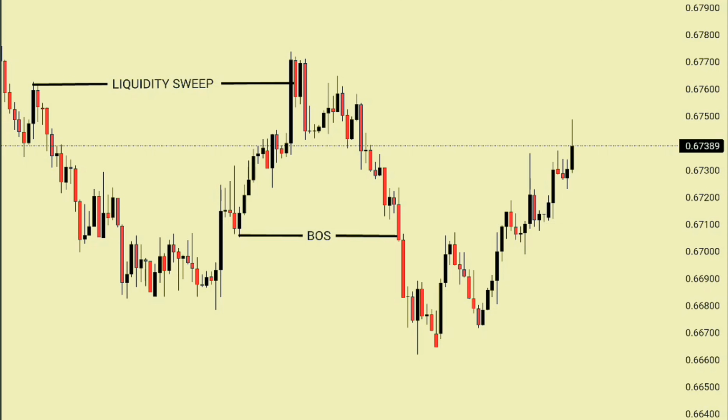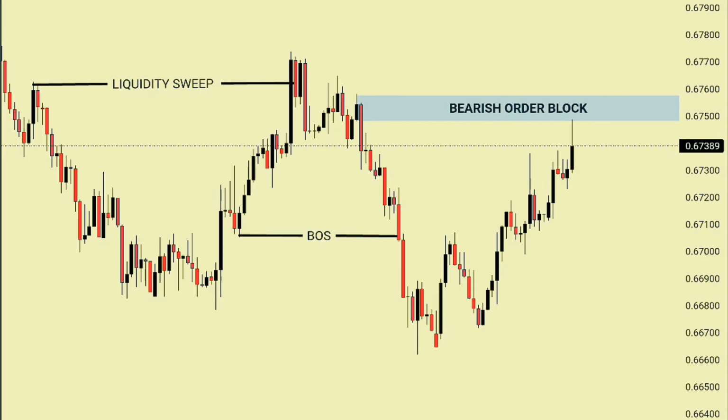Once the liquidity has been swept, we see the formation of a bearish order block. The bearish order block represents the last bullish candle before the strong bearish move begins. This candle shows where institutional traders placed their final buy orders before shifting to heavy selling. This zone becomes our premium area of interest because price often returns to this zone to rebalance orders before continuing lower.